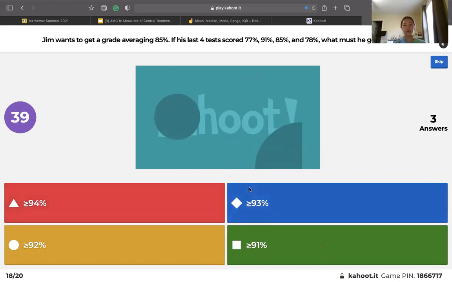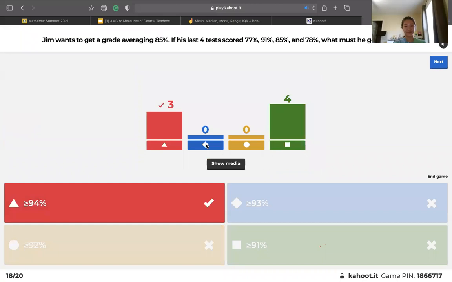Oh, and if you don't know what these symbols mean, it just means greater than or equal to. So these numbers would be like the minimum. So some of you guys got it right. So the answer would be greater than or equal to 94.